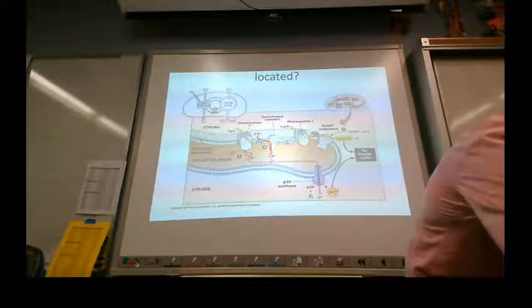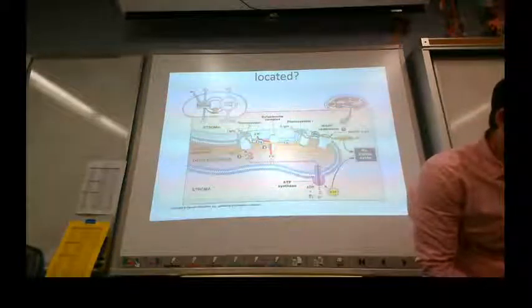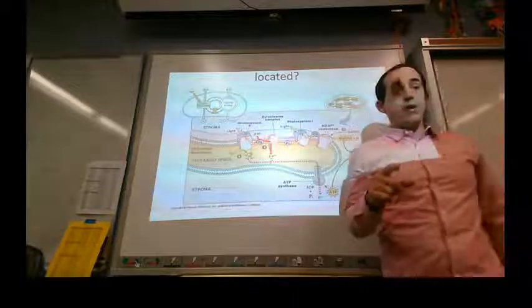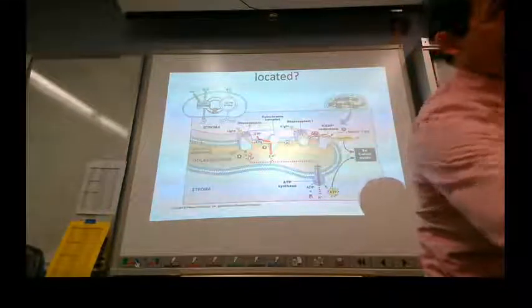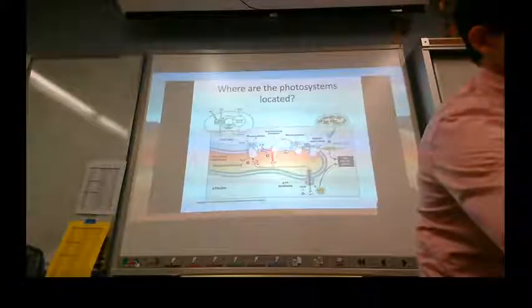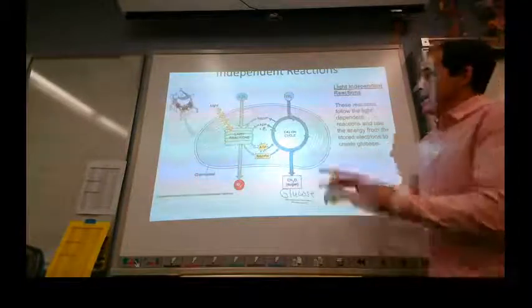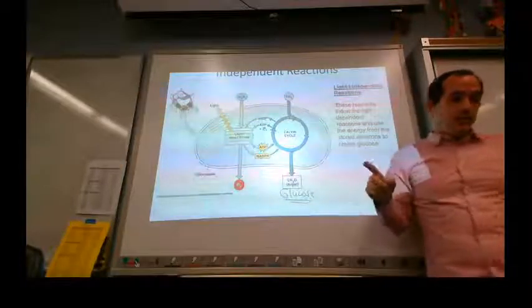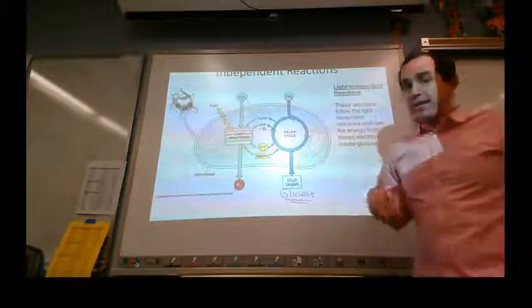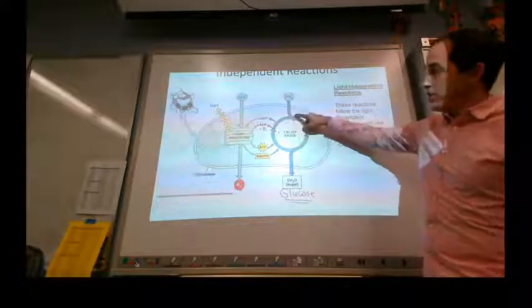Oh, I got a question. So, does the Calvin cycle also occur on the inner membrane of the chloroplast? Great question. The Calvin cycle does not occur on the inner membrane of the chloroplast. So Maggie asks, does the Calvin cycle also occur on the inner membrane of the chloroplast? It does not. The Calvin cycle is going to occur in what's called the stroma.